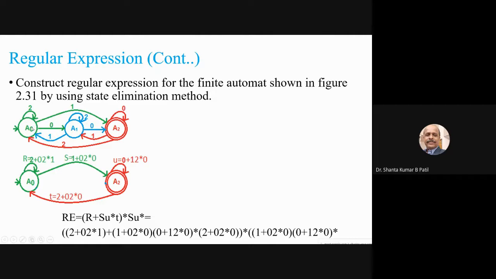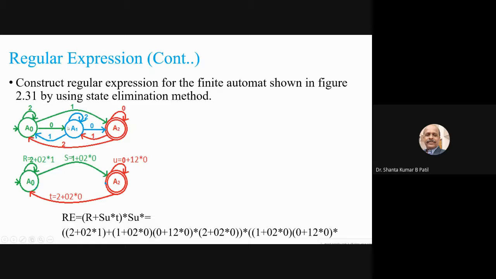The transition is A0 to A0 on 2. So A0 to A2 it is 1. Then A2 to A2 it is 0. A0, A1, A2 it is 0, 2 star, 0. A0 to A0 on 0, 2 star, 1. Like that, A2, A1, A2 it is 1, 2 star, 0. Then A2 to A0 it is 2.